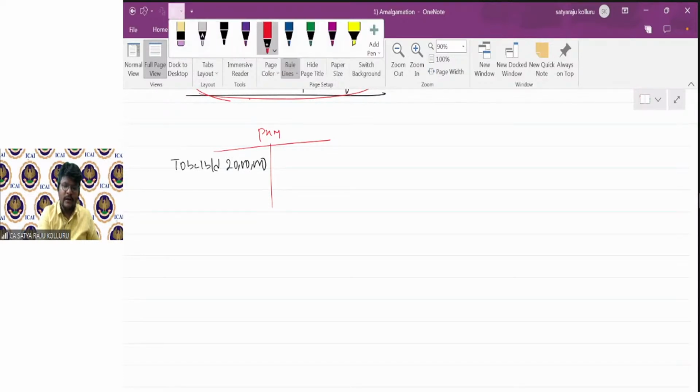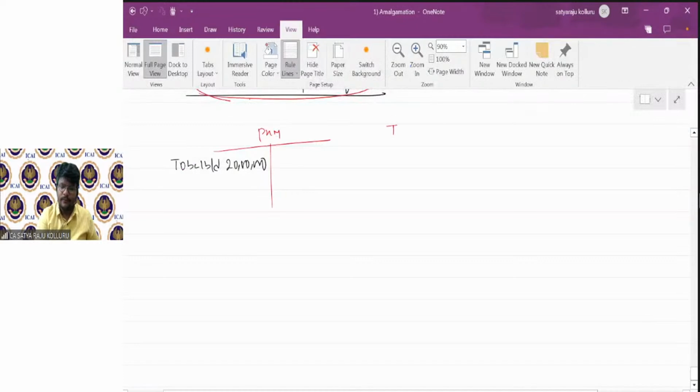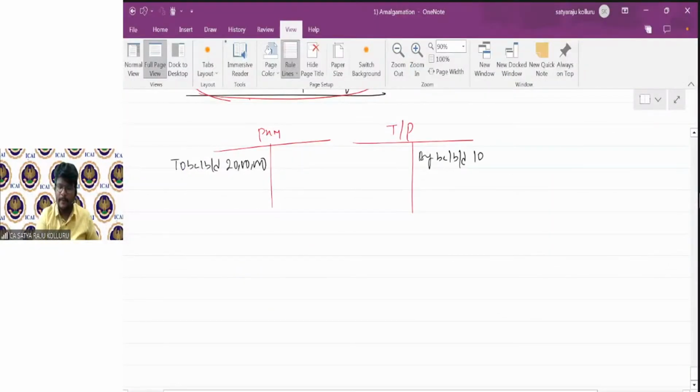Similarly, you can consider one liability. You can take any liability. Let us take the trade payables. So trade payables have a credit balance or debit balance? Credit balance. By balance brought down. How much value does it have? 10 lakhs.